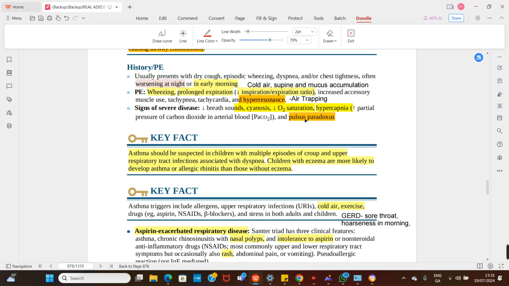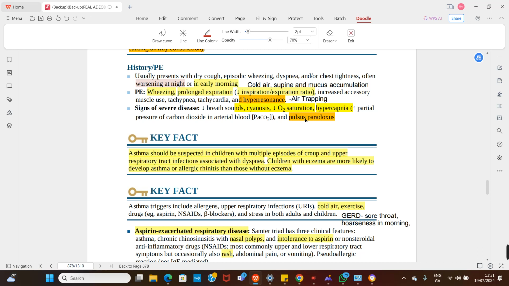Then lastly, the pulsus paradoxus. You cannot forget this. It is not only constrictive pericarditis or cardiac tamponade that causes pulsus paradoxus. Asthma can also cause it, and this is because when there is respiratory muscle fatigue, you have severe air trapping, the intrathoracic pressure increases and starts compressing the pulmonary veins. When there's compression on the pulmonary veins, the preload delivered to the left side of the heart reduces. And of course, the systolic blood pressure is going to drop by more than 10 during inspiration. Why? Because during inspiration, initially you have reduced blood flow to the left side.